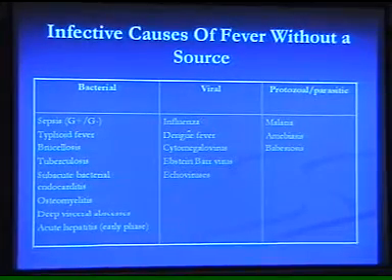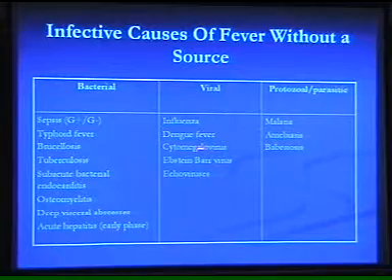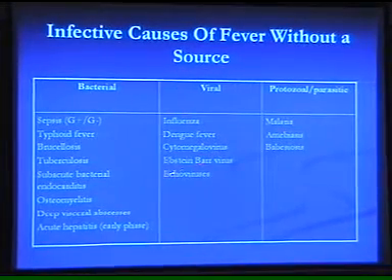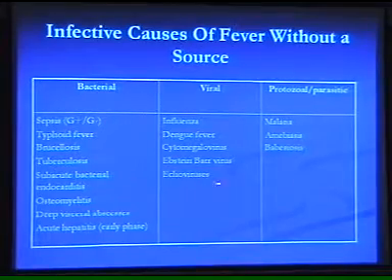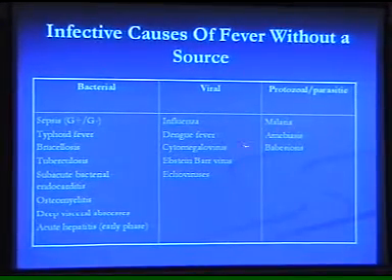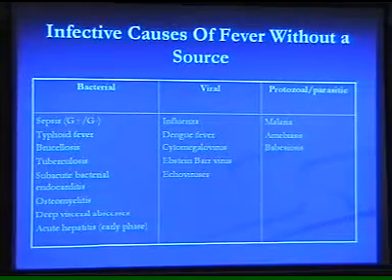And in viral causes, influenza, dengue fever. Dengue fever is common, especially in Karachi. Cytomegalovirus, Epstein-Barr virus, echovirus is more common in the summer season. And protozoal causes: malaria, amoebiasis, babesiosis.